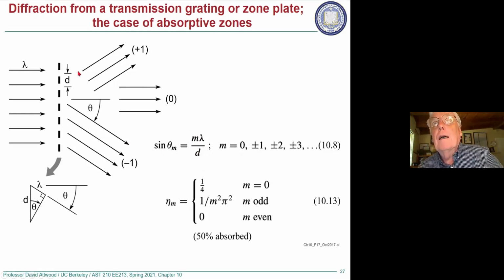If you do a diffraction efficiency calculation using Kirchhoff integrals, which are in the book, but we didn't touch on them, you'll find that the efficiency to the various orders is as follows. First of all, 50% is absorbed. There's nothing going to the even orders because of the reason we said. And the amount going to the odd orders, for instance, for m equals 1 or -1, either case, the efficiency is 1/π², so roughly 10%.